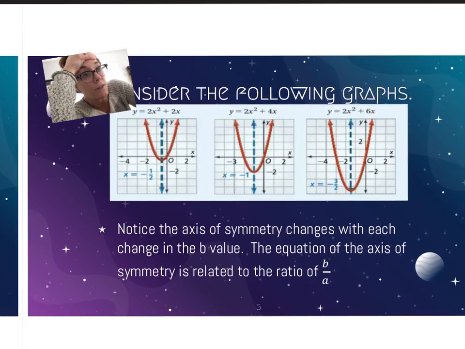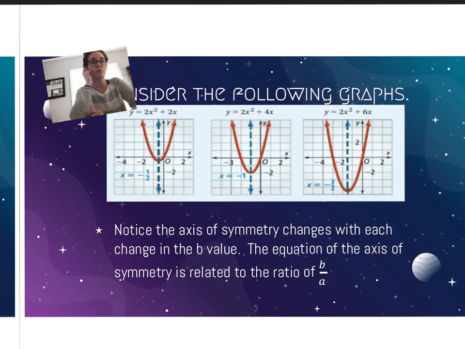So if we consider these following graphs, I have 2x squared plus 2x, 2x squared plus 4x, and 2x squared plus 6x. What are you noticing about the graphs? They're about the same width, so they're not changing in width, because what changes the width is your a value. Your a value changes how wide it is, but your b value is really telling us where it is crossing the x-axis. So our b value is telling us how far down the y-axis we are going.